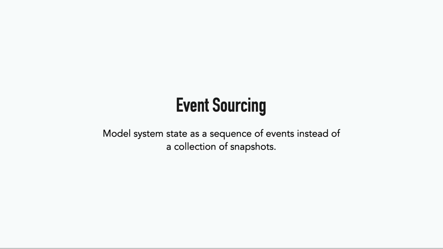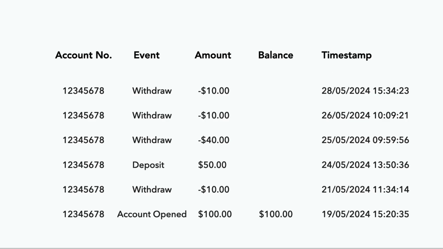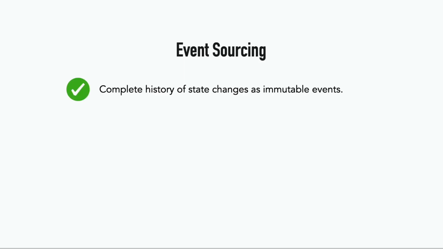And the bank statement is a good example of this because everyone is familiar with it. To work out the current balance in the account, we can go all the way back to the initial deposit that opened the account and apply the event against the previous balance to work out the new balance, and repeat this process to work out the next balance and so on, all the way to today's balance. Storing the events and the deltas instead of the snapshots of the account balances gives you a complete history of state changes as a sequence of immutable events. So you have a full audit history out of the box.